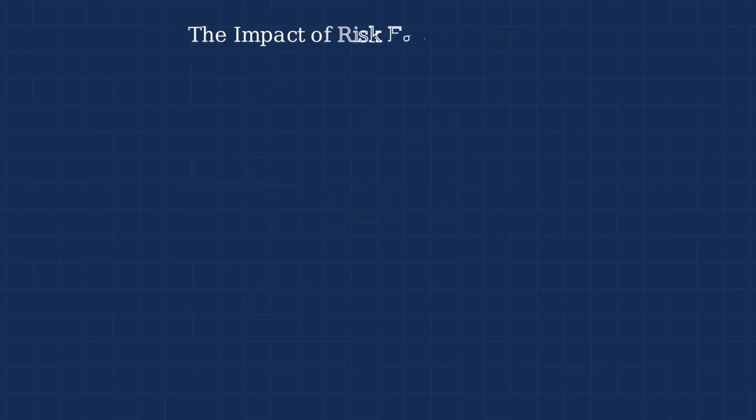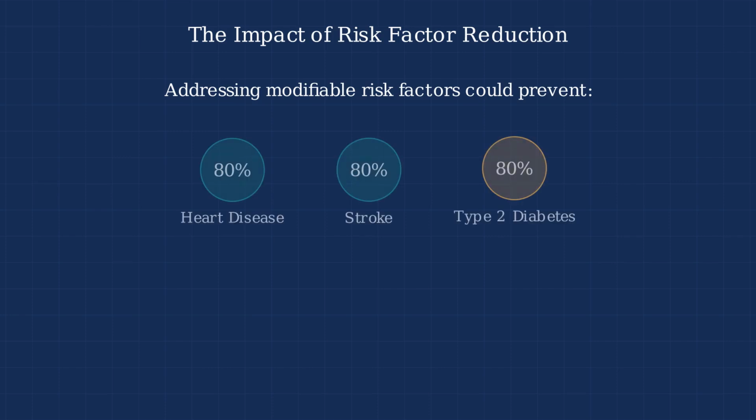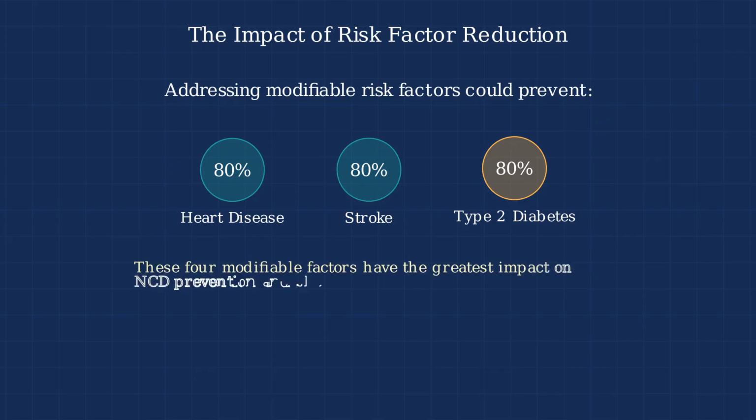The good news is that addressing modifiable risk factors can have a tremendous impact on disease prevention. Research shows that addressing modifiable risk factors could prevent up to 80% of heart disease, stroke, and type 2 diabetes cases worldwide. These four modifiable factors: tobacco use, physical inactivity, unhealthy diet, and harmful alcohol use, have the greatest impact on NCD prevention and should be primary targets for both personal and public health interventions.